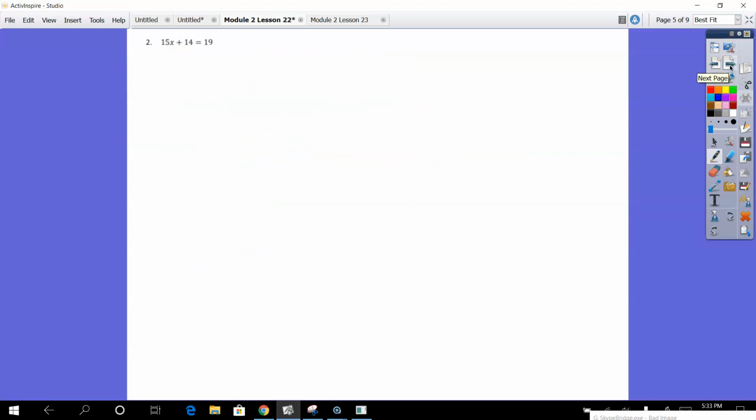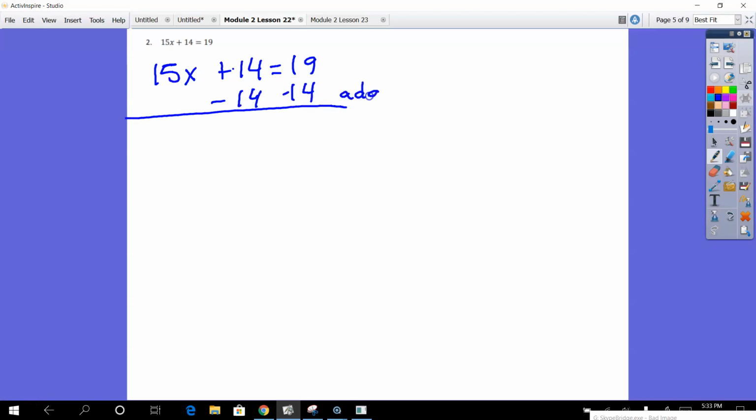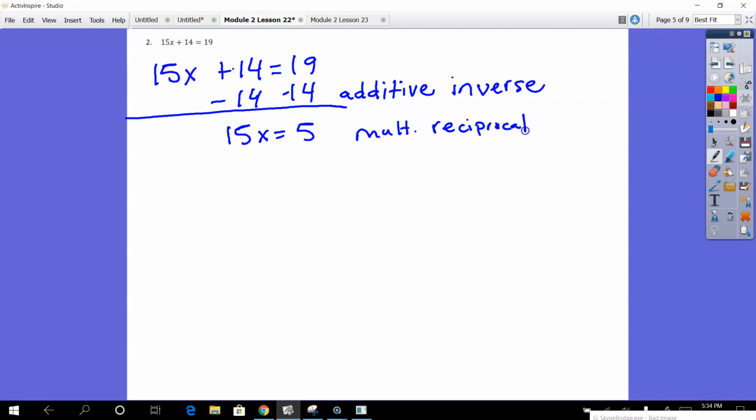Okay, again, pause the video, try it on your own. 15x plus 14 is equal to 19, so we're subtracting 14. The additive inverse, what will make 14 zero? Positive 14, the opposite of positive 14 is negative 14. Leaves me with 15x is equal to 5. And then we're going to do the multiplicative inverse, which we call multiply by the reciprocal. So we're multiplying by 1/15.